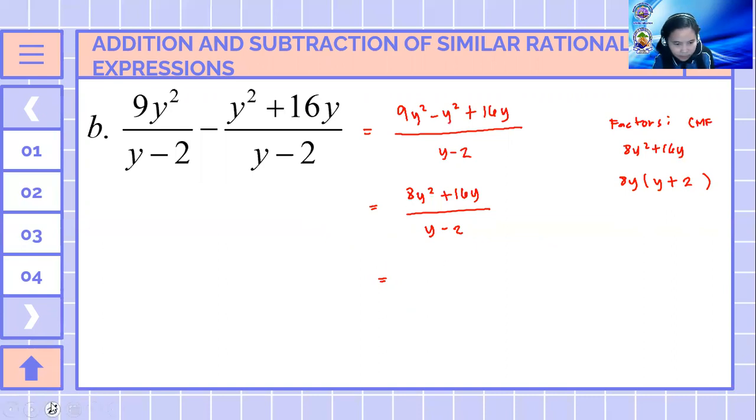Correction, class. Let me erase first. There is a correction.